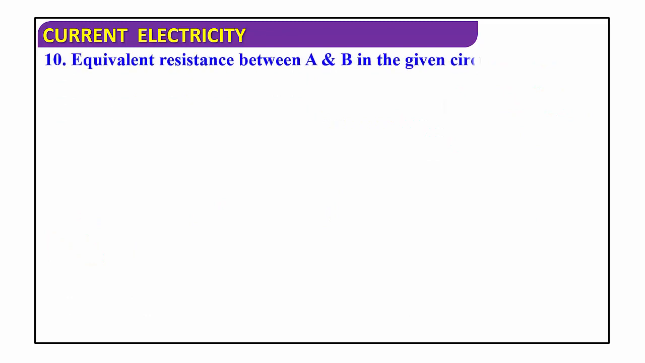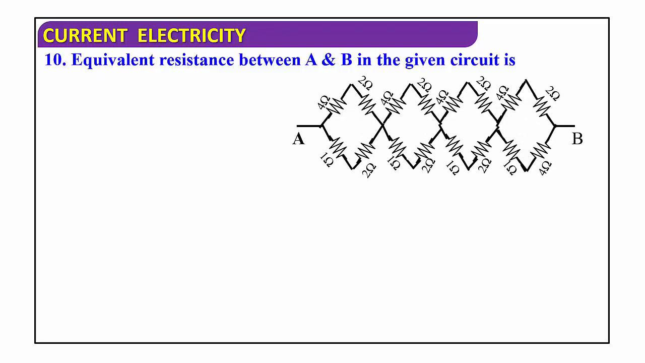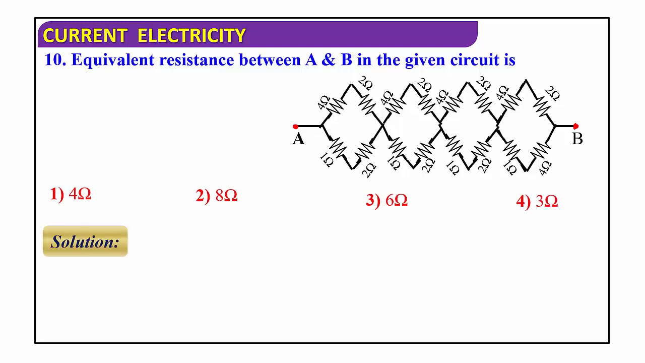Come to the 10th question. Equivalent resistance between A and B in the given circuit is. Yes, they had given one circuit diagram. We have to find equivalent resistance between A and B. Yes. So now it is very easy. You can observe first. You can go through the options. They had given 4 options. Yes. Come to the solution.